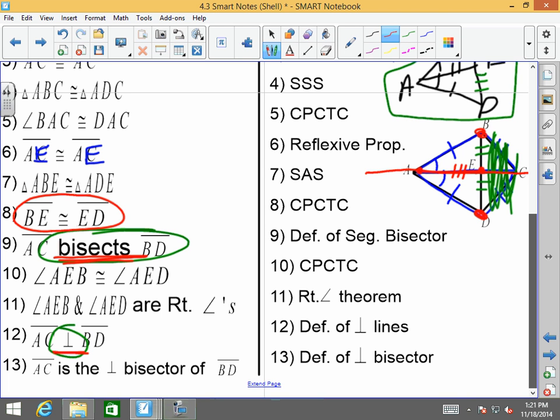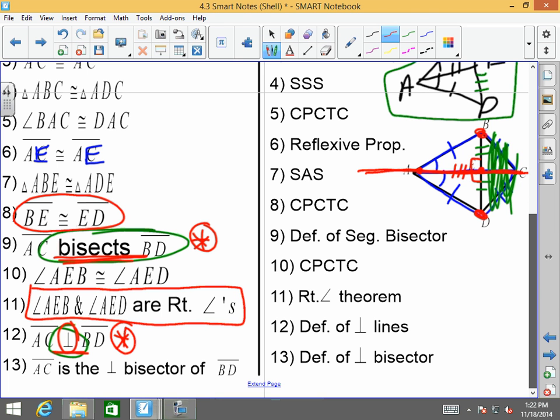Some of you may say, but didn't you prove that AEB and AED are right angles? Yes, I did. Absolutely. But now you have to state that because they're right angles, now AC is perpendicular to BD. And once you've proven that AC bisects and is perpendicular to BD, now you know it's a perpendicular bisector. Does that make sense, y'all?